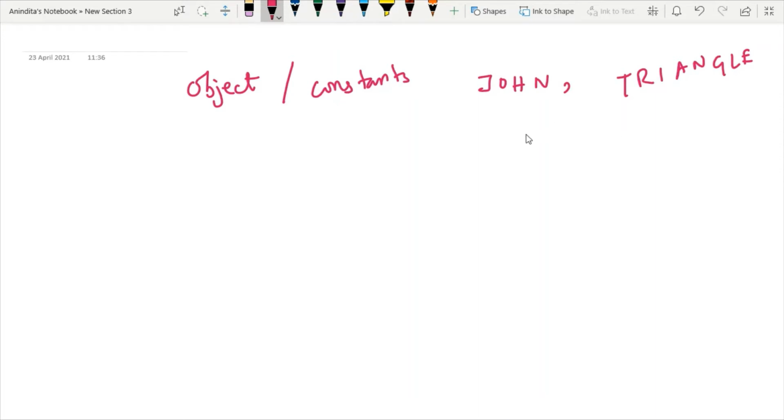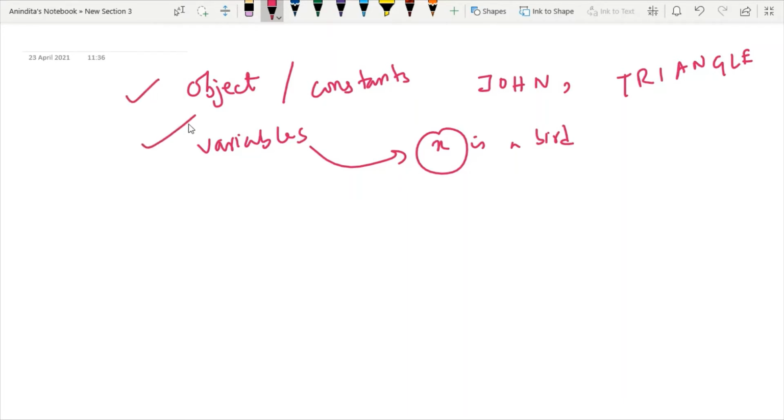The second component is known as variables. Variables are the unspecific references to the object. Means X is a bird. So here X is a variable. It represents some unspecific references, bird references. So we can use variables for representing this kind of logical activities.